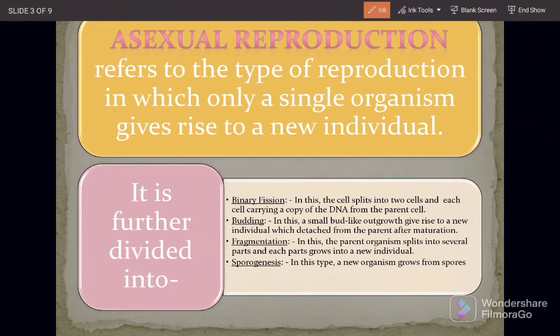Now the last one is sporogenesis. In this type, a new organism grows from a spore. With the help of the spore, a new organism grows. This is known as sporogenesis.